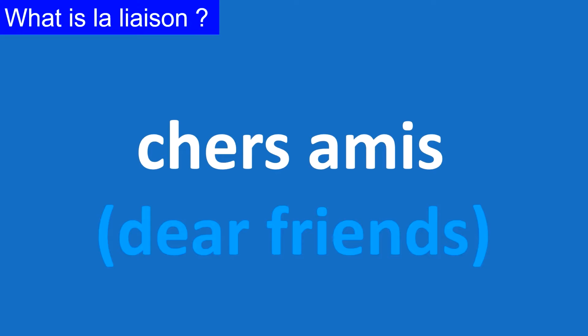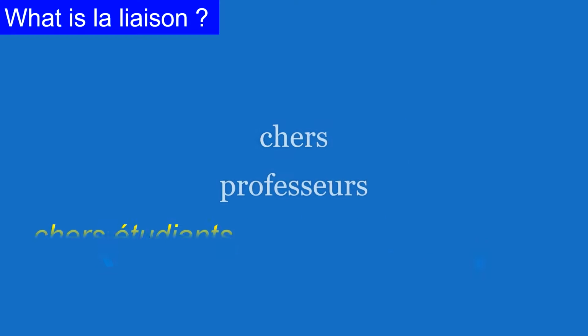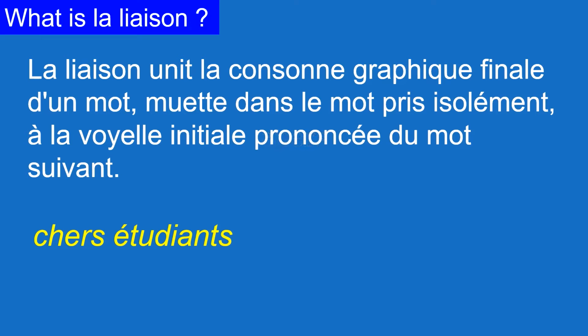Notice that the S of cher and the A of ami produce the sound za, even though the S of cher is silent when not followed by a vowel sound. We say cher professeur without pronouncing the S, but chers étudiants, dear students. La liaison is phonetically linking a final silent consonant of a word with a vowel sound of the following word.